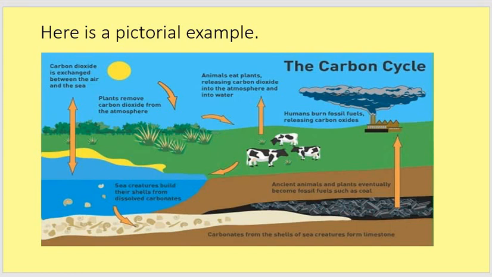So you've got quite a nice cycle here. It's the first cycle we know about. There are other cycles for other elements as well, which we will learn about later on.